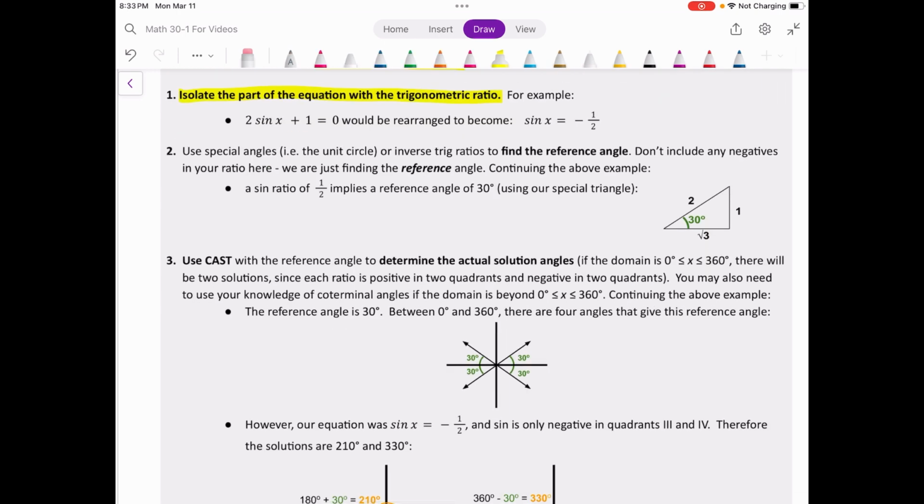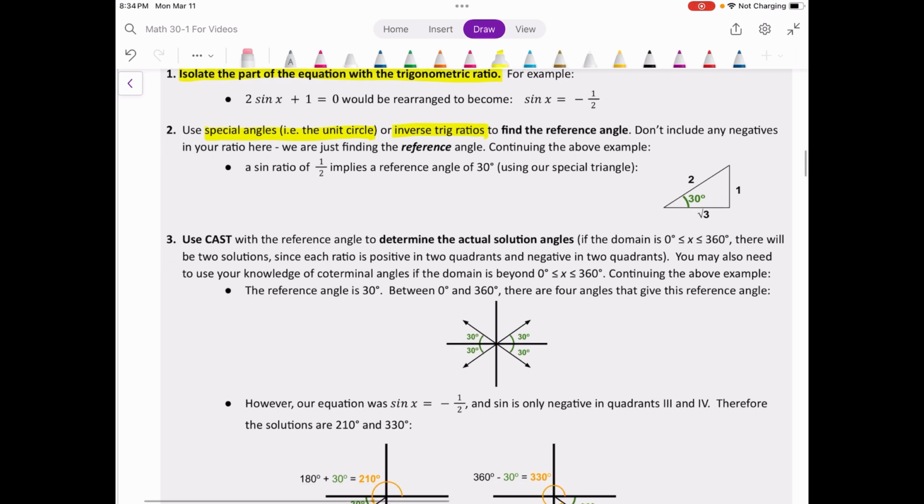Once we know that, we can use our special angles, in other words the unit circle, if it's one of the special angles, if it has a reference angle of 30, 60, 45, or 0, 90, 180, 270, 360, or of course the radian equivalents. If it's not one of our special angles, we'll need to use inverse trig ratios, but we've done that before. We'll see examples like that today again, to then find our reference angle.